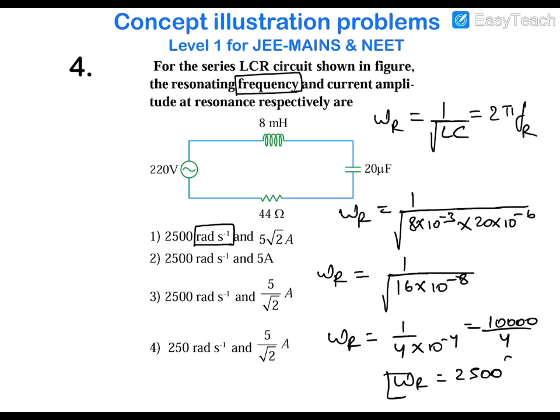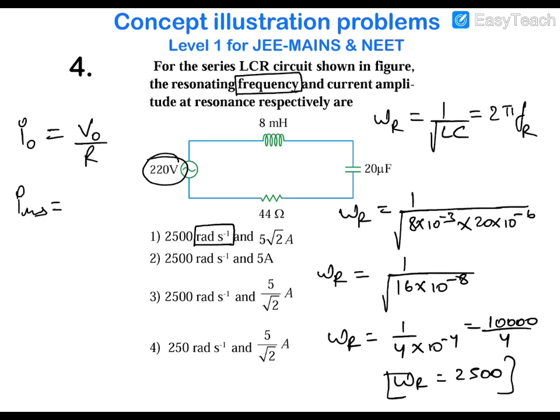radian per second. As well as if we wish to find out the amplitude of the current, then it would be equal to V naught by R, because in resonance condition the impedance of the circuit becomes equal to the resistance. It is not mentioned in the question that this is RMS voltage, but we have already discussed that if nothing is given about the source voltage, we consider it as RMS voltage by default. So we will be considering this voltage as RMS voltage, and therefore we will be finding out the RMS current.